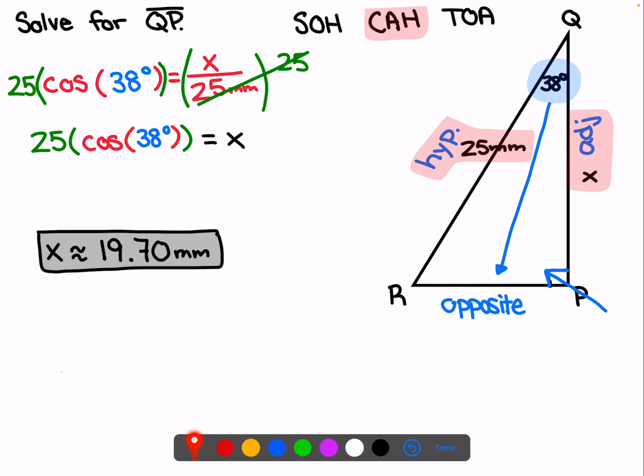That makes sense as well. 25 is the longest side, our hypotenuse. So our adjacent side should be less than that. It should be smaller than 25. All right, let's go ahead and try out the next one. The next one's going to have some questions to get started as you guys begin.